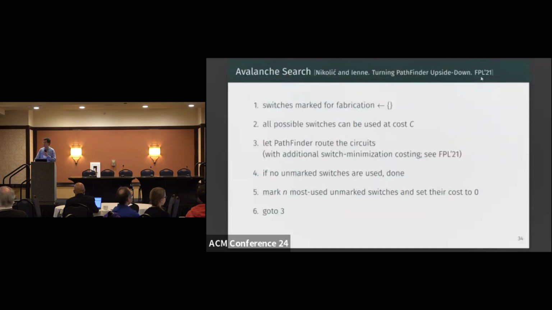And in fact, this is the algorithm that we proposed in our previous work, which we call avalanche search. So first, the switches that are marked for fabrication is an empty set. And all the other switches, actually everything that we can potentially fabricate, is given to the router at the cost C. And then we iteratively let the router run. And if it uses no more switches that are not marked for fabrication, it means that we converged, so we stop. Otherwise, we simply go through the list of the available switches, and the ones that are used the most, we pick the top 10, mark them for fabrication, then set the cost to 0 for the subsequent iterations.